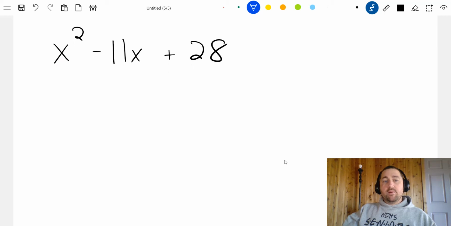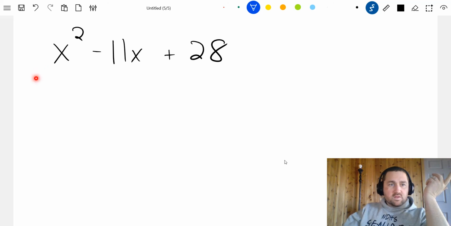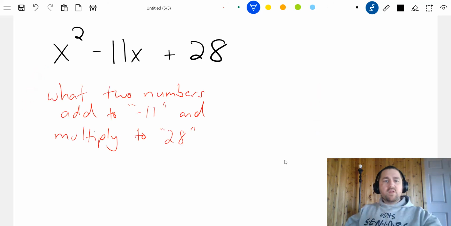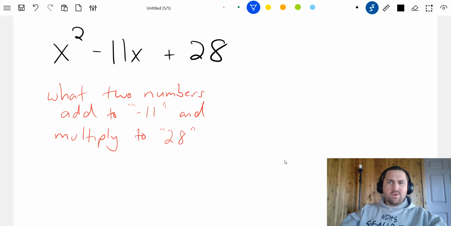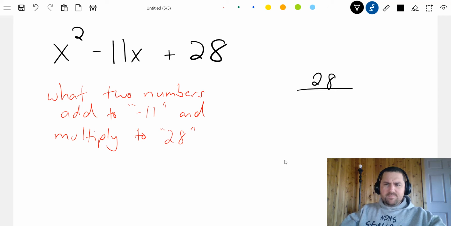X squared minus 11x plus 28. Now the question that I'm asking myself when I look at this is, what two numbers add to negative 11 and multiply to 28? That's that diamond puzzle part of it. And so I'm going to take this 28, right? I'm going to find the factors.